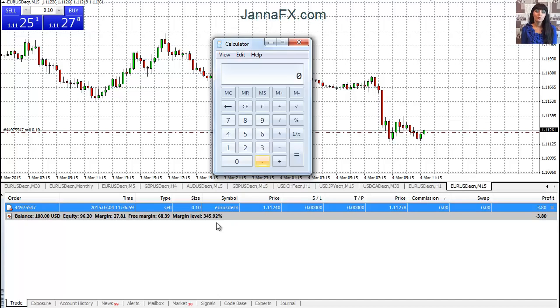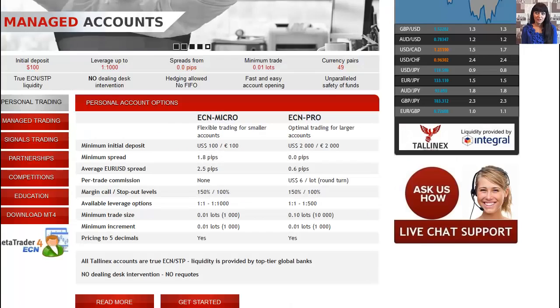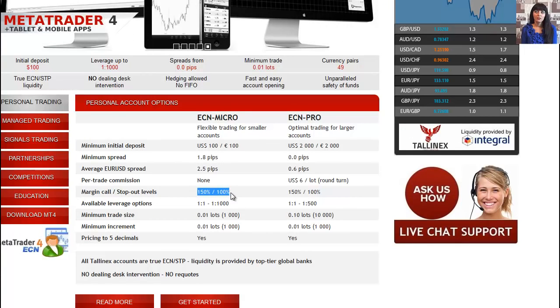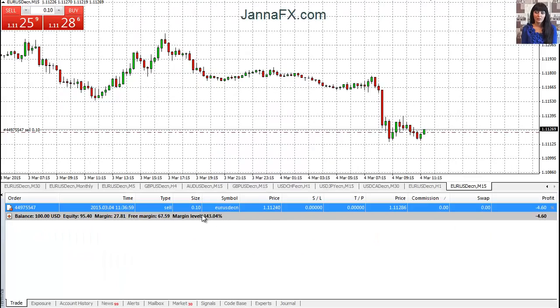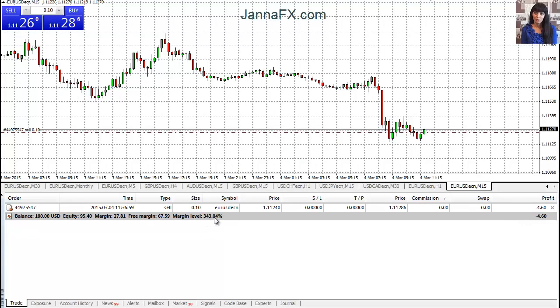Margin level is needed to know, because if the market goes against you, you're going to lose, and of course the broker will be trying to warn you that there's something happening which is wrong and you need to do something about it, and they will be doing margin call. So different brokers will offer you different levels of margin call and stop out. We have margin call on Tallinex at 150%. What does it mean? That means when margin level will be 150 and less, we will get margin call, a warning from broker to do something about it. When margin level will reach 100%, we will have a stop out.